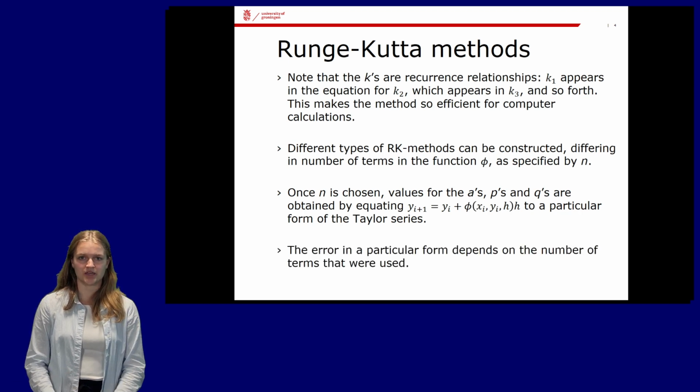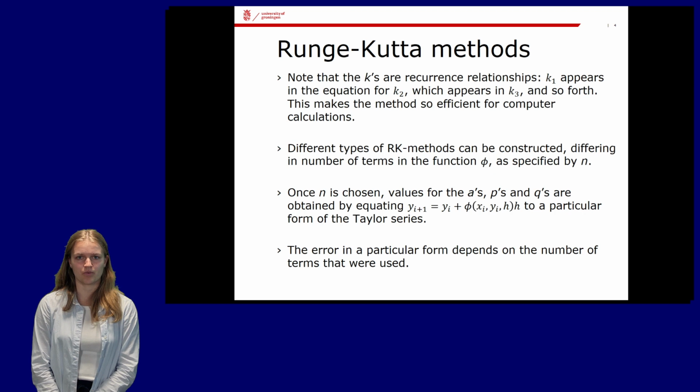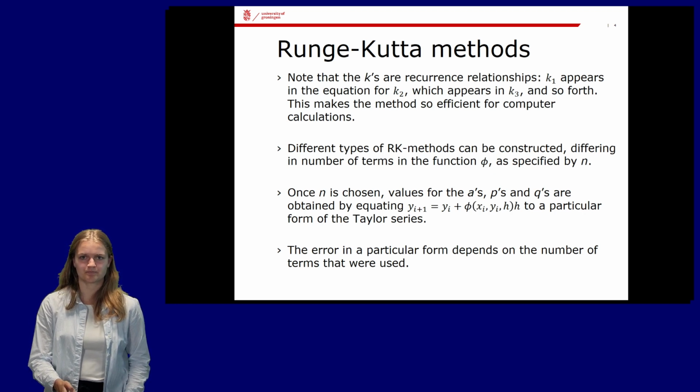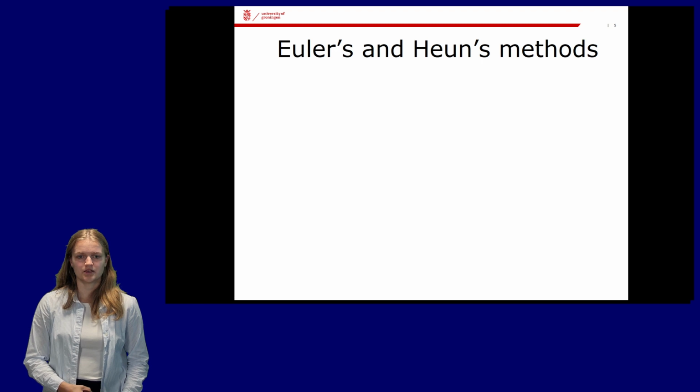The truncation error in a particular type of Runge Kutta method depends on the number of terms that were used in this function phi, and usually the more terms you use, the more accurate approximations you obtain. Like I said, Euler's and Heun's methods were examples of lower order Runge Kutta methods.